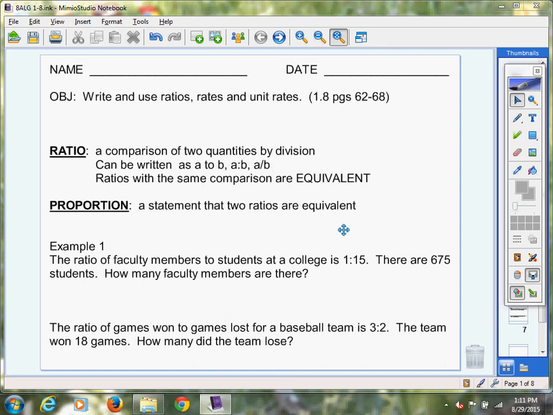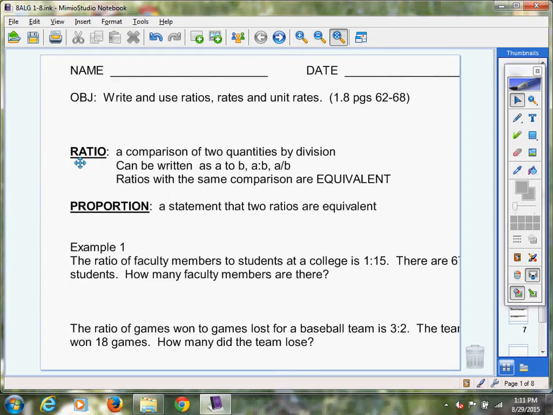We're still in chapter 1, finishing it out. We're like 3 sections away from finishing. We're in 1.8, and we're going to write and use ratios, rates, and unit rates. So it's basically all about fractions and ratios and applying all of that to real life. So let's start right here.